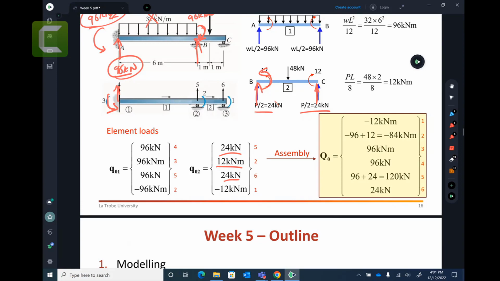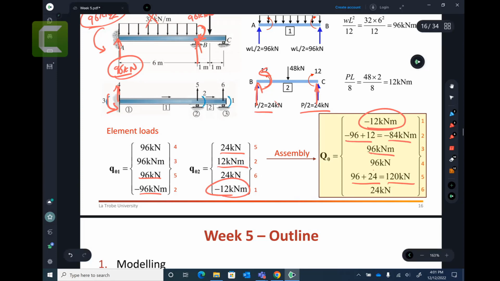All right, so now here we will have 96, 5, 24. So at 5, you have 96 plus 24, 120. Number 1, minus 12, only 1. There is no other number 1. So minus 12. Number 2, 12 and minus 96, minus 84.